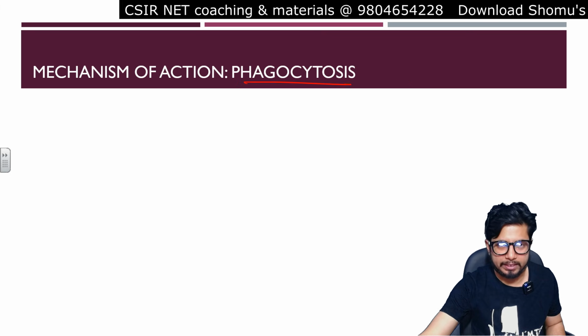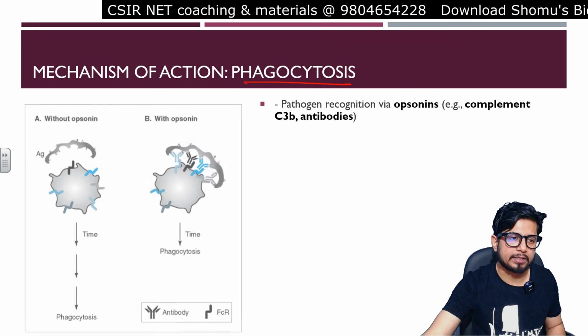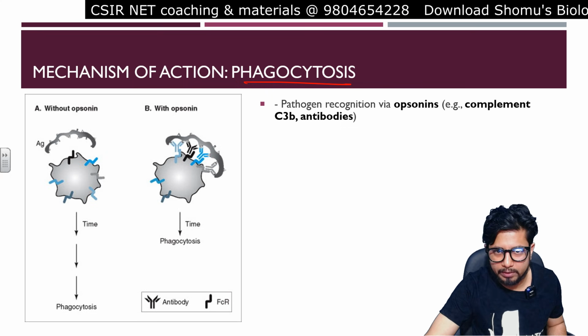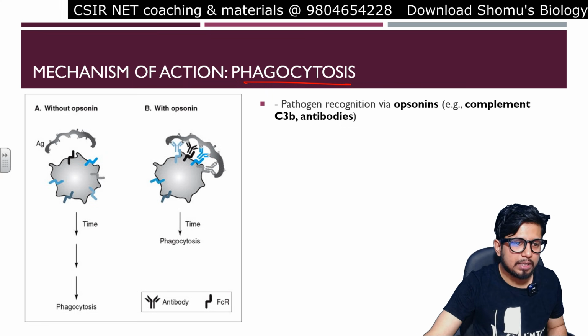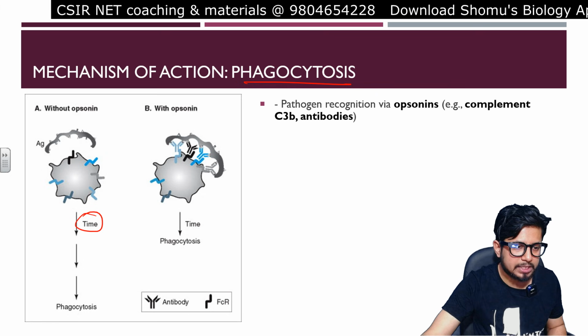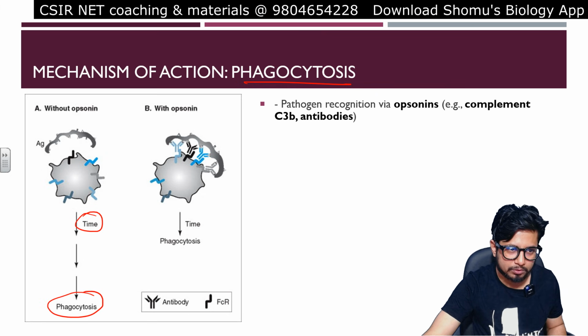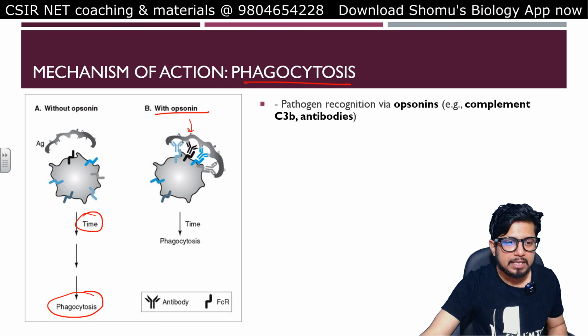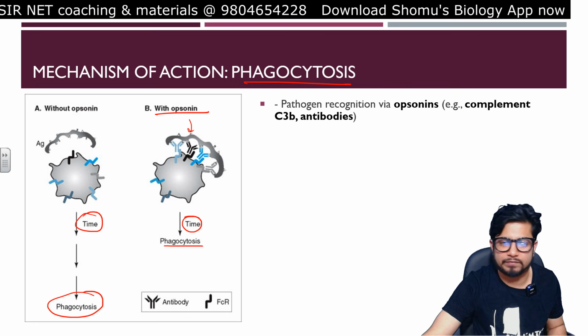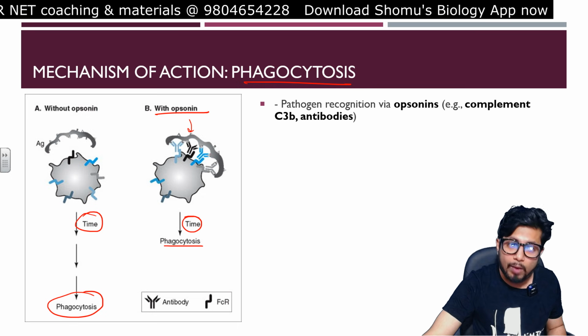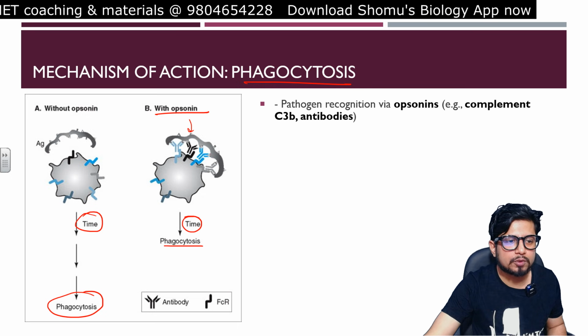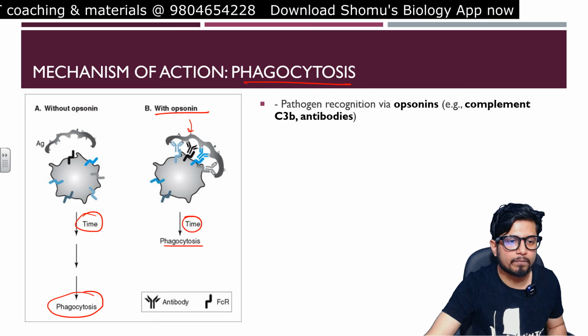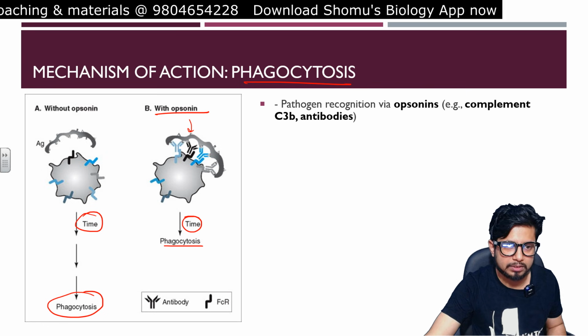Next one is the phagocytosis. How exactly do they do the phagocytosis? With or without opsonin. Basically, without opsonin it takes a long time for the phagocytosis process to be done, but with the help of opsonin and the opsonization process, the time taken for phagocytosis is very less. Why? Because opsonization is basically attachment of antibody coating to the surface of the pathogen.